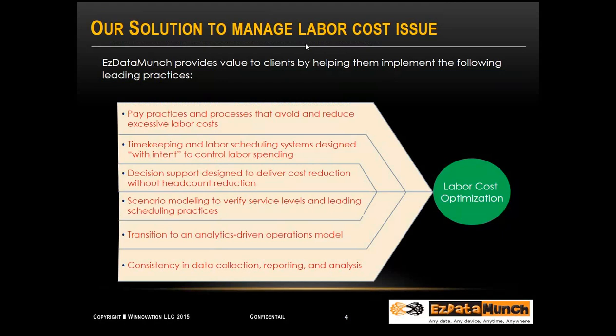These are the 6 critical aspects when it comes to labor cost optimization. First, pay practices and processes that avoid and reduce excessive labor costs. Then, timekeeping data and labor scheduling systems. This is one of the biggest areas where we are seeing things can be optimized better. Sometimes there is a gap between what you should be scheduling.